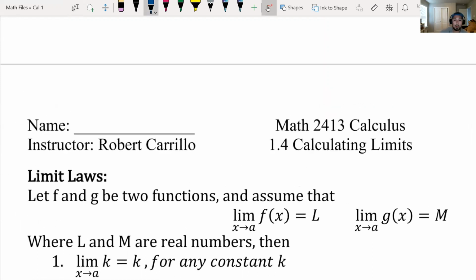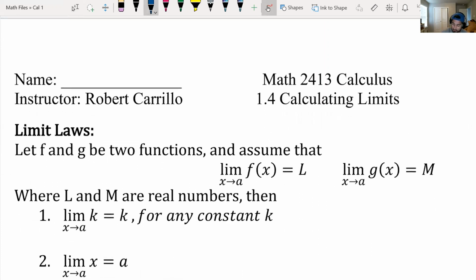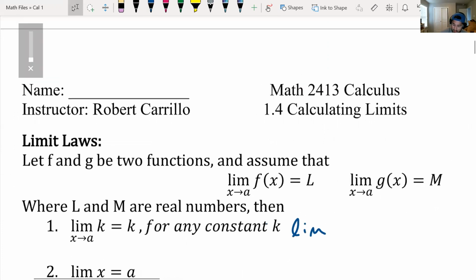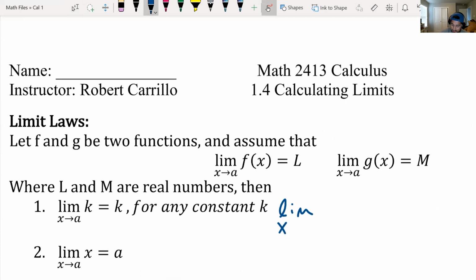Okay, so for number one, if I said the limit as x approaches some number a of 5, and 5 is a constant because 5 does not have a variable. Remember, that's the definition of a constant. A constant is just a number. So the limit of 5 would still be 5. That's it. That's how it works.